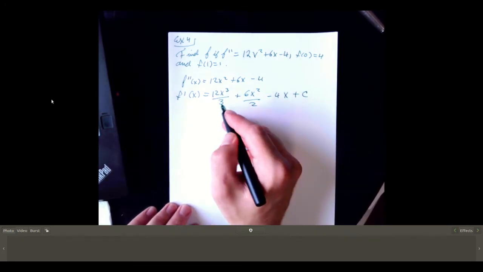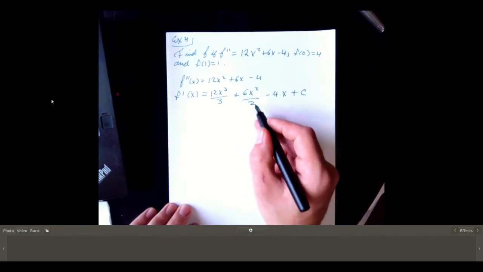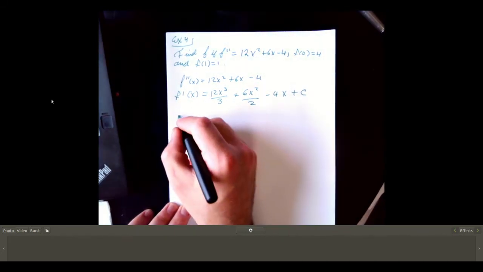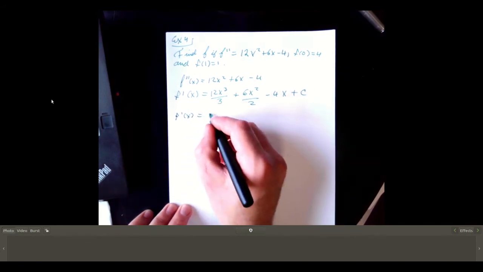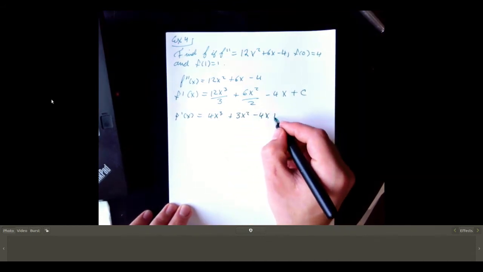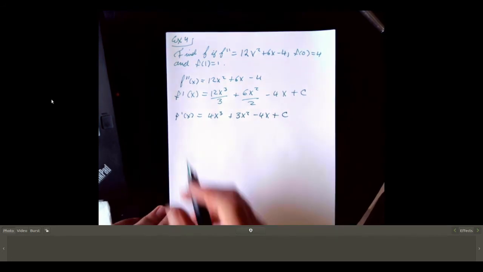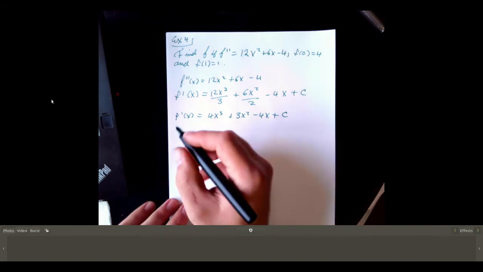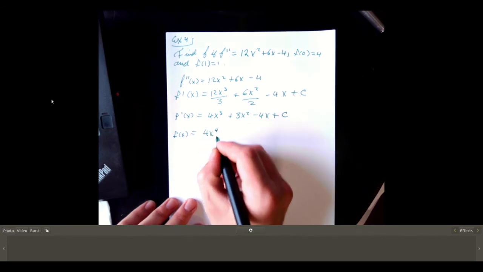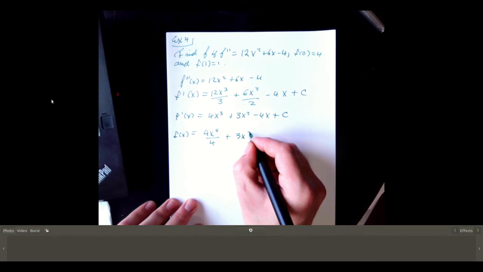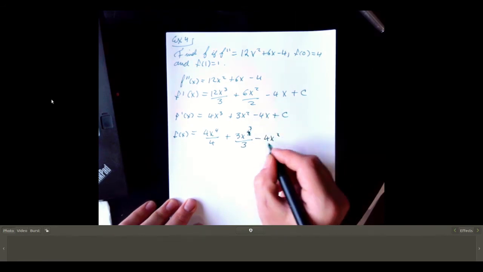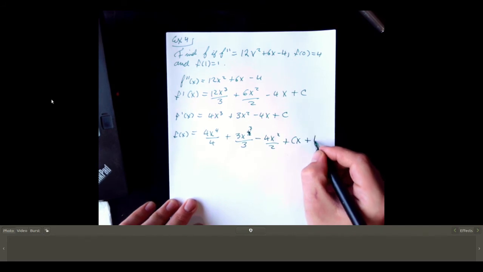We added 1 to our exponent divided by the new exponent. Added 1 to our exponent divided by our new exponent. We gave that one a variable, and we found this constant somewhere. I am going to just simplify. F prime of x is equal to 12 divided by 3 is 4x cubed plus 6 divided by 2 is 3x squared minus 4x plus some constant. So, now that we have f prime, now we need to come up with f. Well, same idea. F of x is equal to, and I'm going to go faster, 4x to the 4th divided by 4 plus 3x cubed divided by 3 minus 4x squared divided by 2 plus cx plus d.